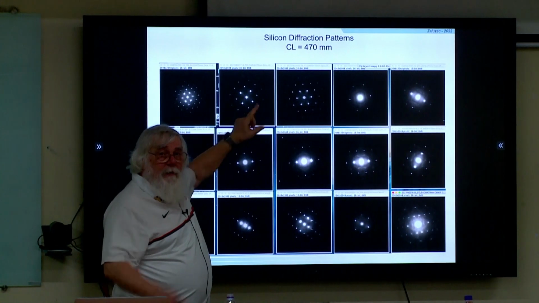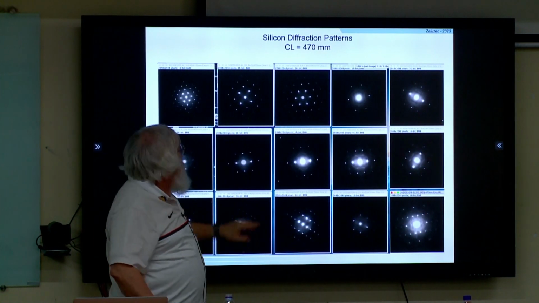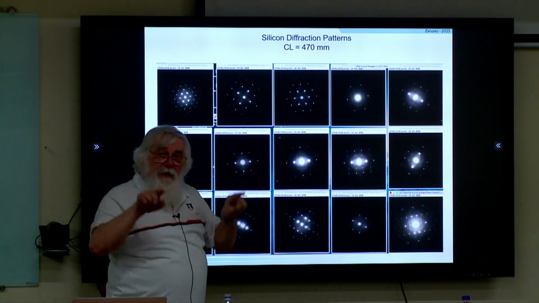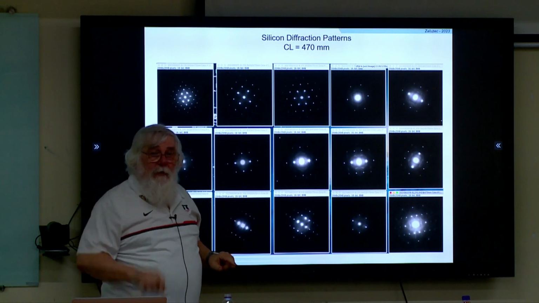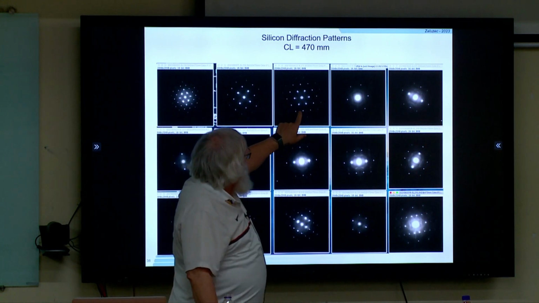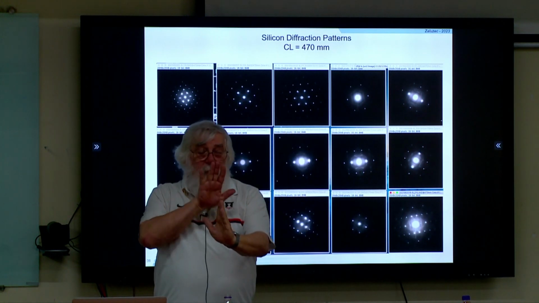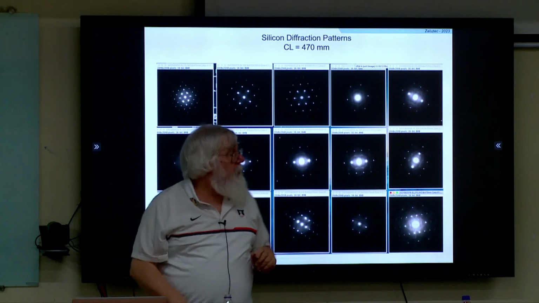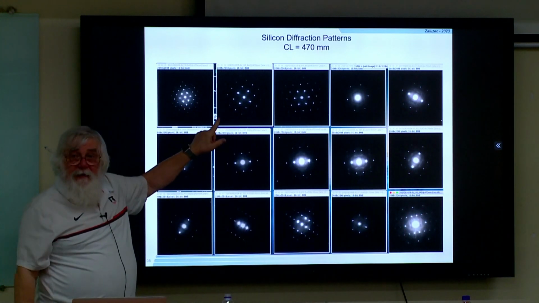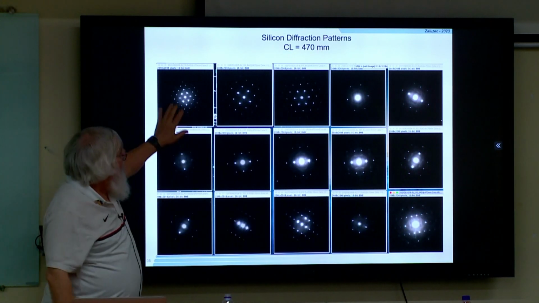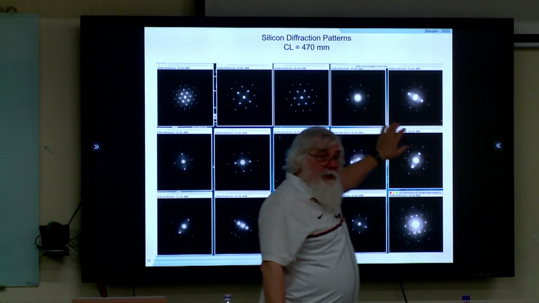Let's start here. That's a nice square. Silicon is an FCC. That's a cube looking down the 100 direction. This one is a hexagon. I'm looking down a 111 direction, along a diagonal. This one is a squashed hexagon. That's a 110. Now I can do that because I've been looking at these for years.